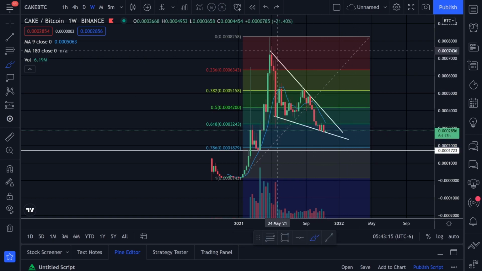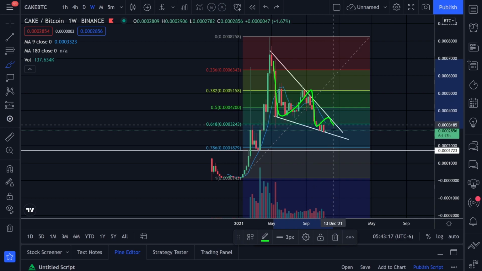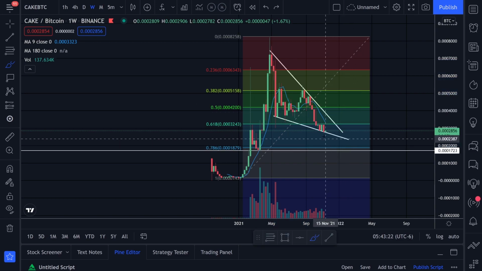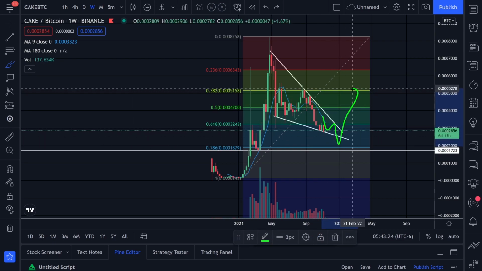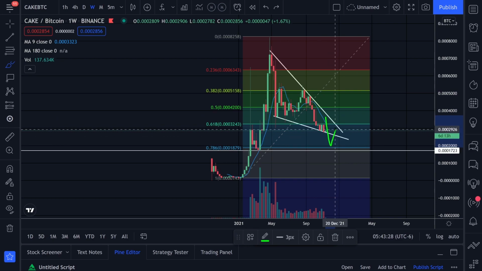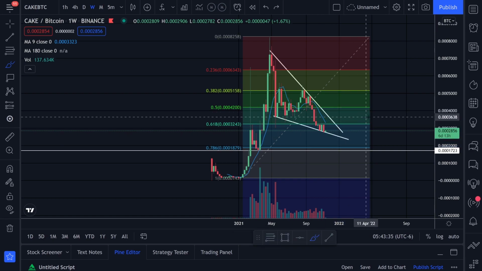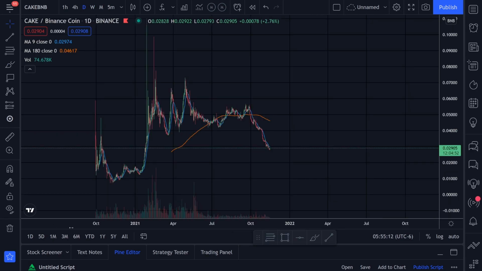Because the other thing with falling wedges is sometimes they do fake outs to the downside, and then if it can come back up, it can still complete the pattern. Basically, this pattern is not broken completely. If it breaks to the downside, it can still break up and come back through and break out, which is kind of interesting. Okay, let's jump over to the CAKE to Binance Coin chart.